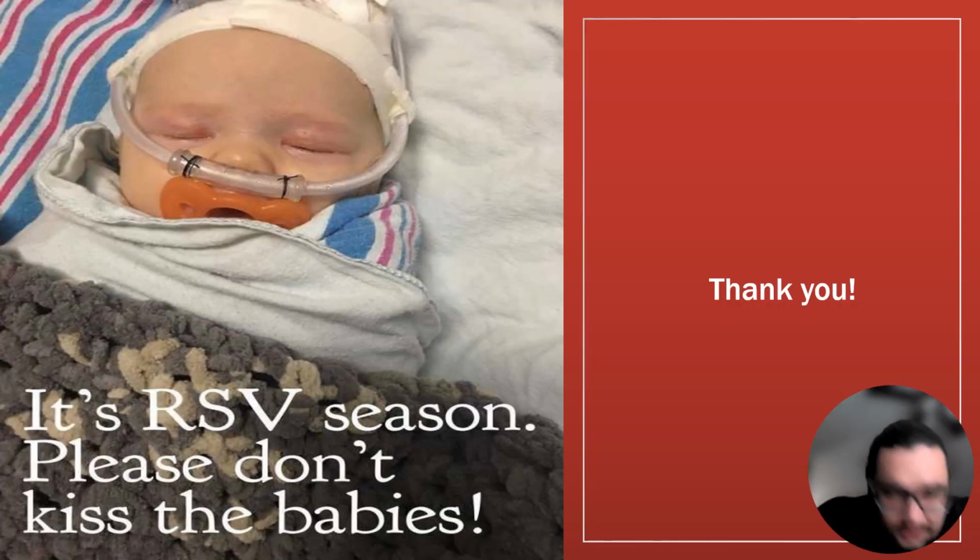I always tell this to people when it's RSV season: please don't kiss the babies. The babies don't need your kiss. You can kiss them when they're older. It's going to be a lot on them.